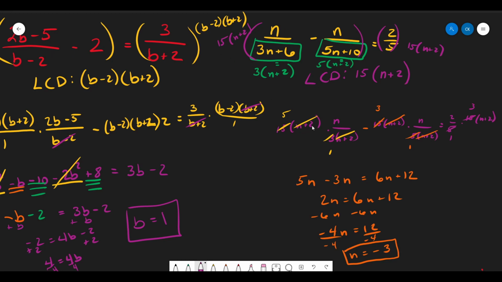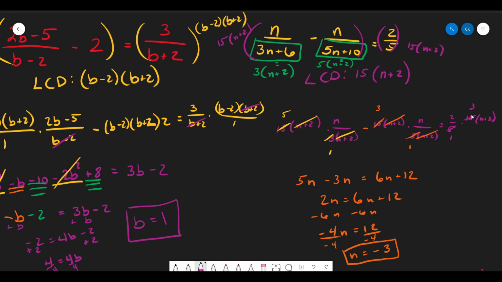When I multiply this by 15(n plus 2), look, the n plus 2's now cancel out. The 15 and the 3 will simplify to be a 5 and a 1, and on top I'm left with just 5n. Same thing over here. The n plus 2's cancel out. The 15 and the 5 simplify to a 3 and a 1. So I'm left with 3n on top. So it's 5n minus 3n.